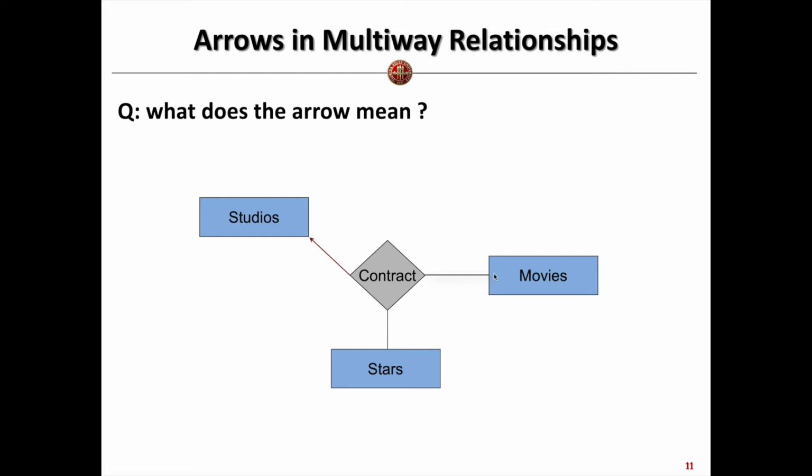As you can see, for this kind of contract relationship, they have the lines connecting to star, movies, and studios. And for the line connecting to studios, we have one arrow, right? The question is, what does this arrow mean? If you still remember how we read plots like this, then we can answer the question very easily.